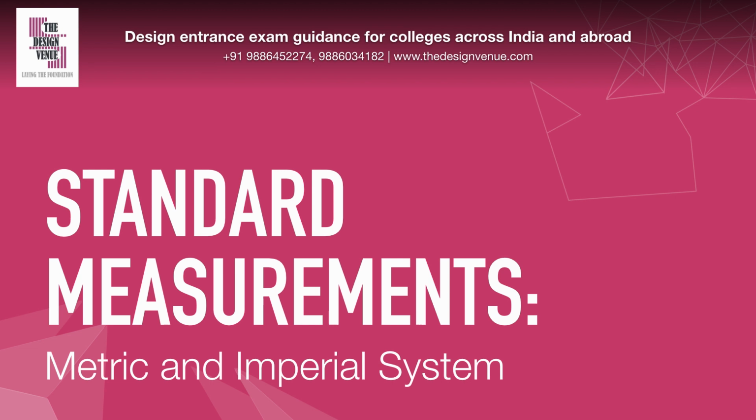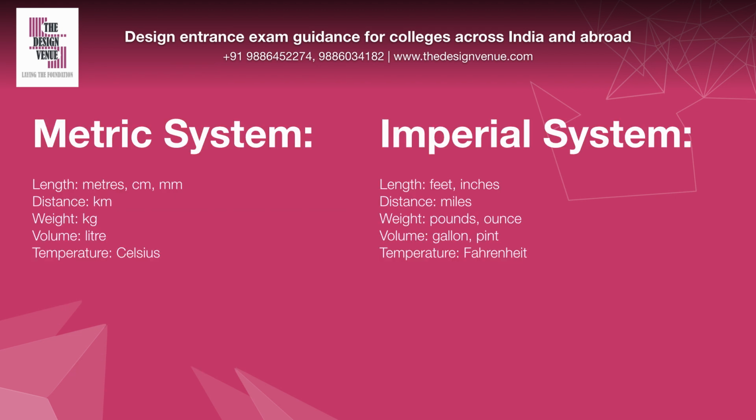So there are two types of measurement systems, the metric system and the imperial system. The imperial system consists of units such as inches, feet and pounds. The metric system consists of units such as meters, centimeters, millimeters, kg. The metric system is easier to use for calculations. However, the imperial system is used much more commonly for standardized measurements for construction materials.